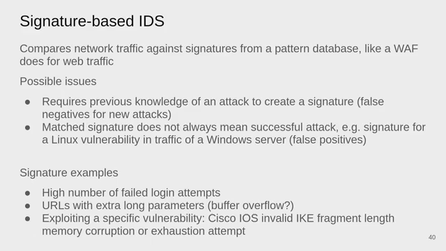So if you look at a signature-based IDS, it just compares network traffic against signatures from a pattern database, just like a web application firewall does for web traffic. It requires knowledge of an attack to create a signature, right? So you have to know exactly how an attack looks, which means that it results in false negatives for new attacks. And a matched signature doesn't always mean a successful attack.